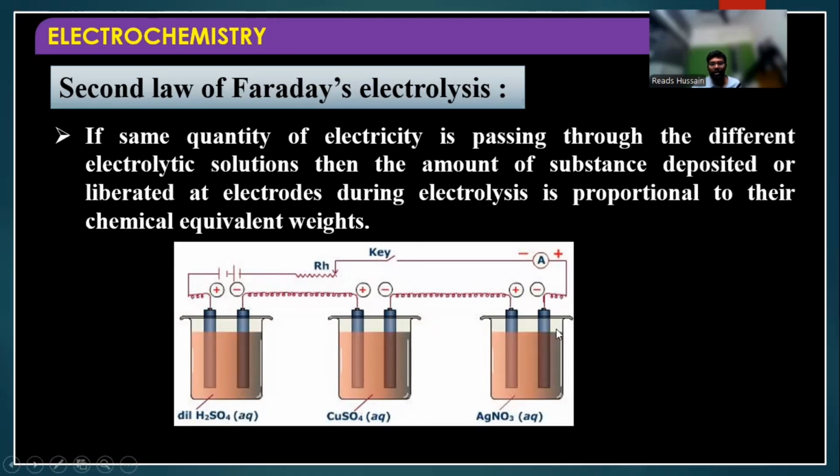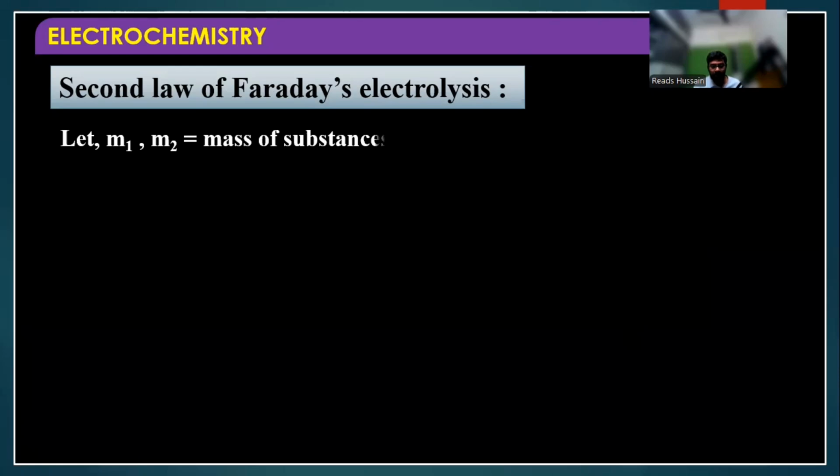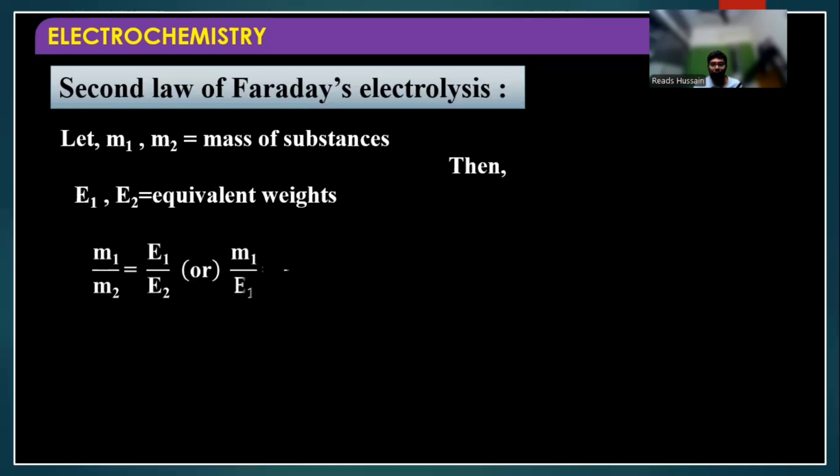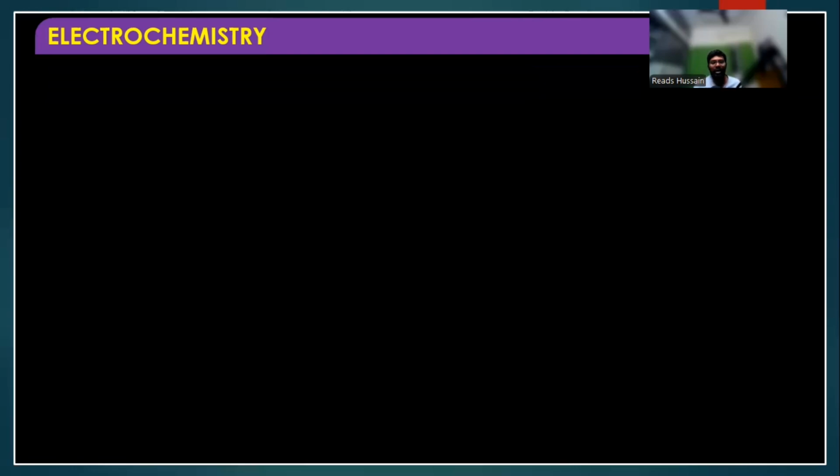So three different electrolytes are connected in series, then the same quantity of current is passed through this. Let M1 and M2 be the masses of the first and second substances, and E1 and E2 their equivalent weights. Then, according to Faraday's second law, M1 by M2 is equal to E1 by E2, or can also be written as M1 by E1 is equal to M2 by E2. Try to remember this formula, and it's also very important. And we'll see any question based on this.